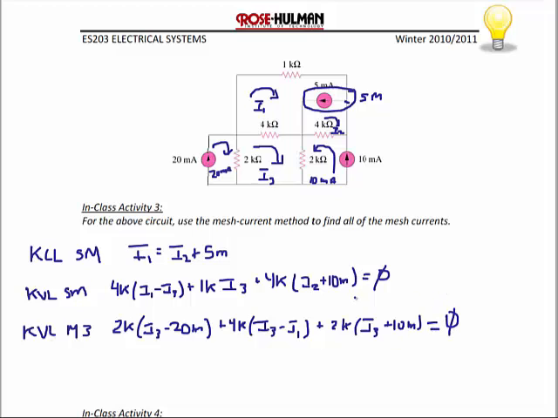So when we solve this system of equations, we get the following values. I1 is equal to negative 1.43 milliamps. I2 is equal to negative 6.43 milliamps. And I3 is equal to 1.79 milliamps.